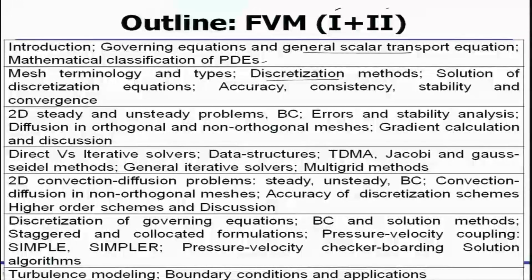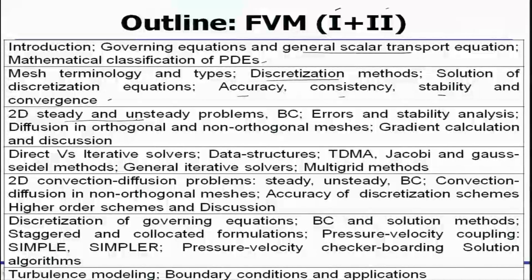Now once you discretize the system, you have accuracy, consistency, stability, convergence. So these are the things we will talk about. Once that is done, that means you have a set of techniques which actually confirm this discretization process. Then we move to the simple system of 2D steady and unsteady diffusion problem.